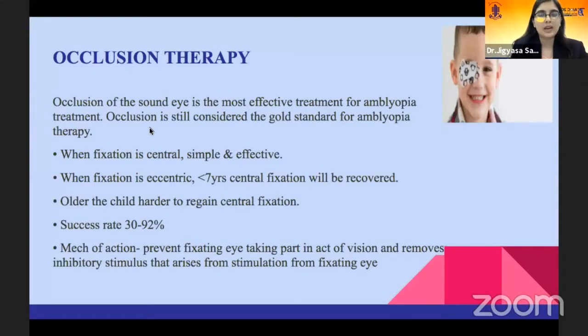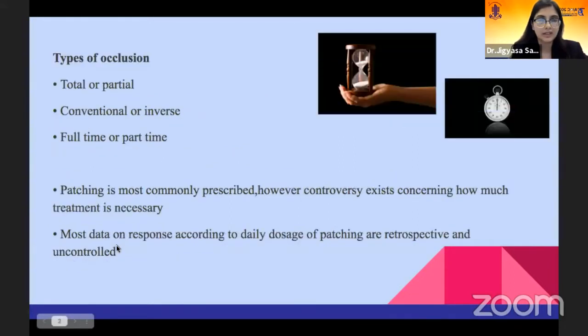So occlusion of the sound eye is the most effective treatment of amblyopia. Occlusion is still considered the gold standard for amblyopia therapy. When fixation is central, occlusion therapy is simple and effective. However, when fixation is eccentric, only in children less than 7 years can central fixation be recovered. The success rate of occlusion therapy is 30 to 92%. The mechanism of action is preventing the fixating eye from taking part in the act of vision and removing the inhibitory stimulus that arises from stimulation of the fixating eye.